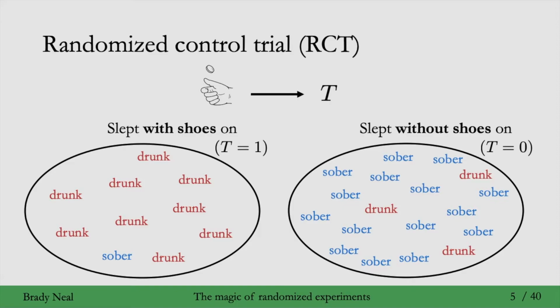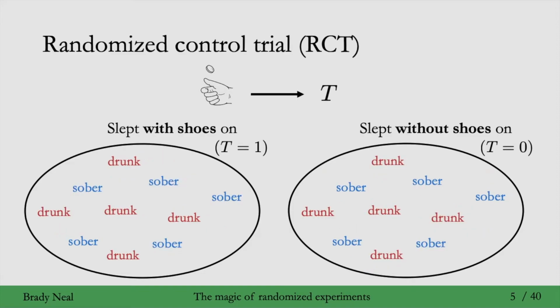And now that we've turned it into a randomized control trial, because we've used a fair coin to determine which group each person ends up in, to determine whether they sleep with shoes on or off, now the groups end up being comparable. We end up with the same number of drunk people in both groups, and similarly we end up with the same number of sober people in both groups. Alright, so that was just recalling randomized experiments and the specific example that we'll use.